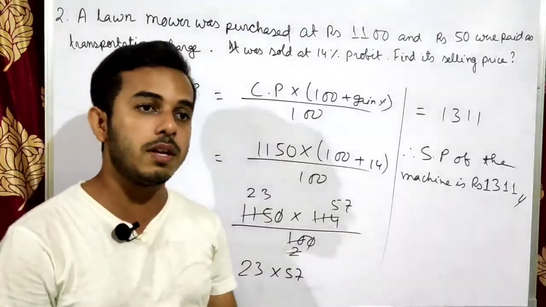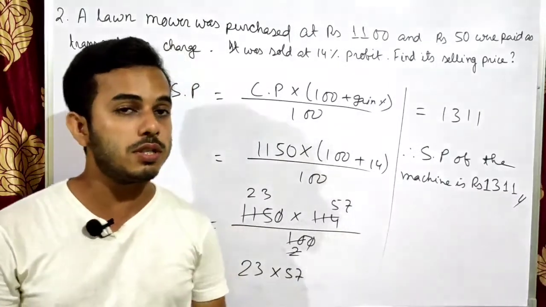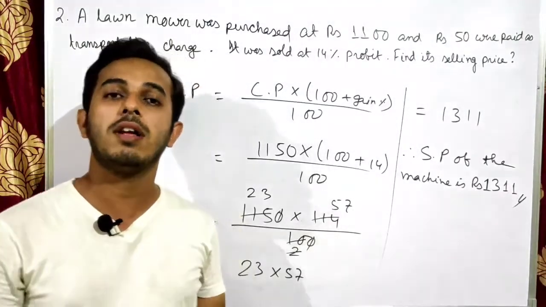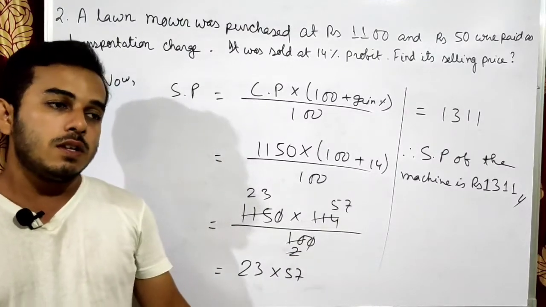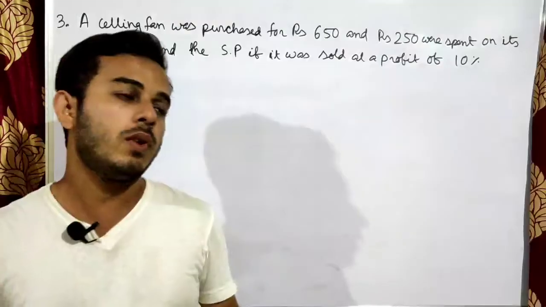I hope you have understood how to find out the selling price when the cost price is given, then gain percent is given. We can use the relation of SP and gain. We have one relation, isn't it? That is SP equals CP into 100 plus gain divided by 100. By using that relation, we can easily find out. Okay, so now let's move to our next question, that is question number 3.